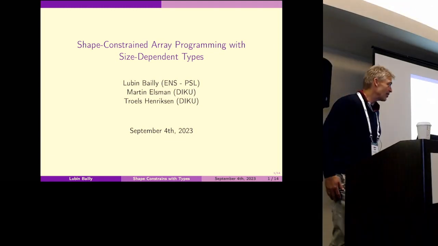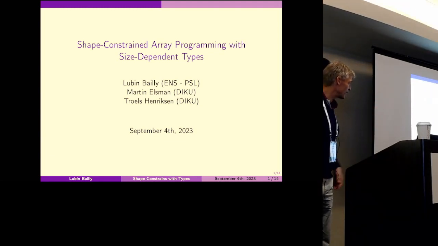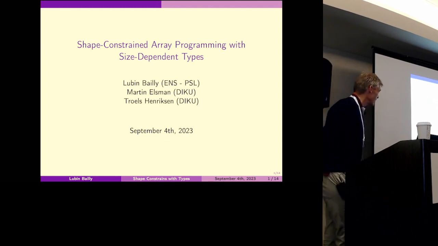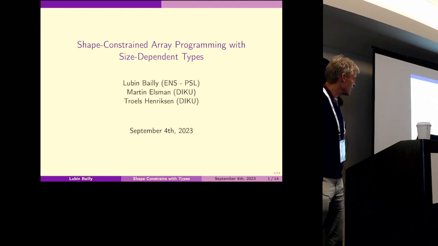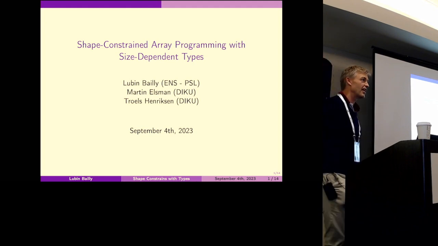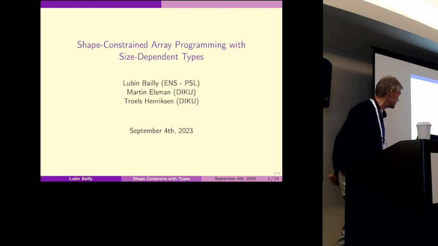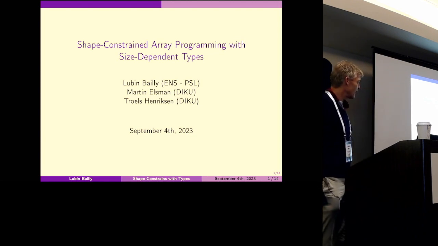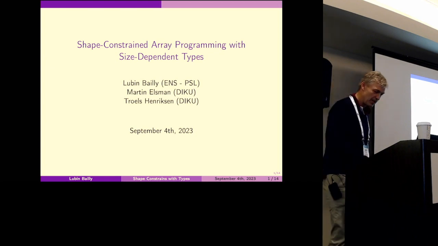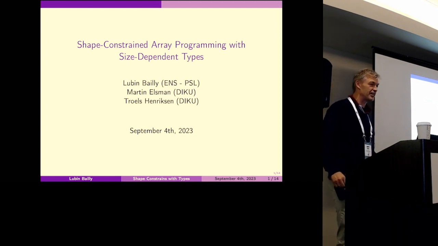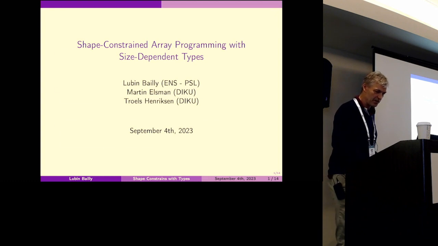Thank you. So, joint work with also Troels Henriksen and the rest of the Futhark team at DIKU, including also Cosmin Oancea. Just to mention here, Lubin was an intern coming from ENS PSL and working on this thing together with Troels and I. And the whole thing is about shape constraint array programming with size-dependent types.